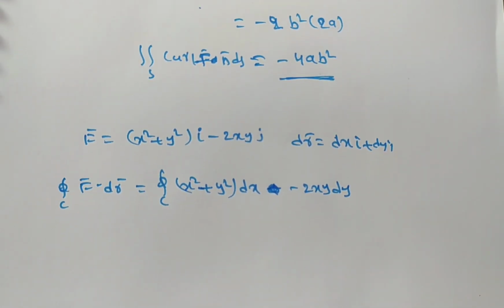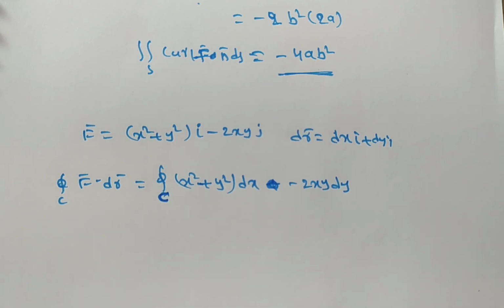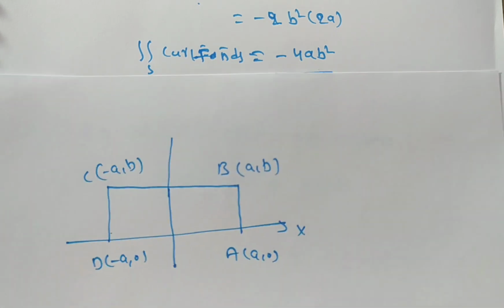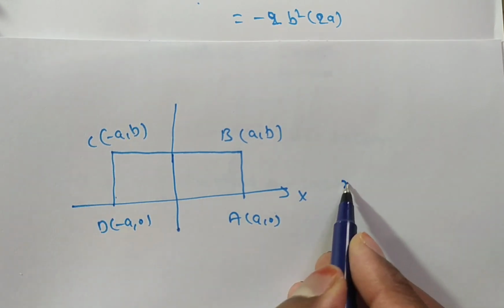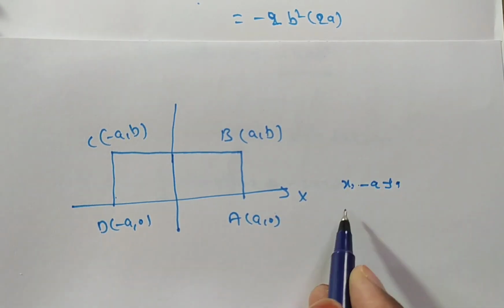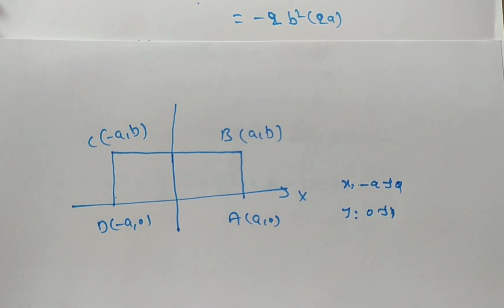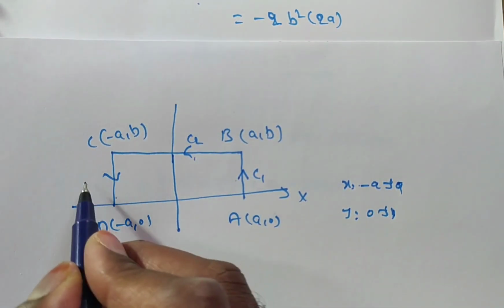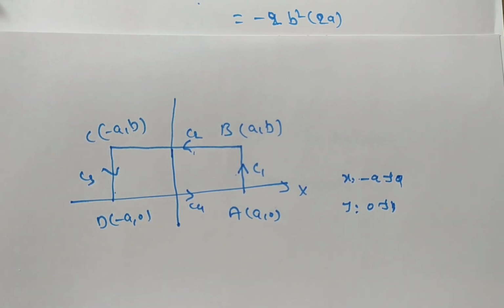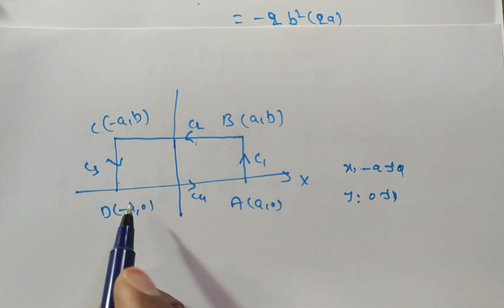Now we have to evaluate this line integral along the closed curve. What is the curve we have actually? The curve is bounded by the rectangle, around the rectangle. What is the rectangle here? You see A, B, C, D. The vertices: x limits are from minus a to a and y is from 0 to b. Now I am considering these curves as first C1 curve, C2 curve, C3 curve, C4 curve. Clockwise direction or anti-clockwise direction here? Positive direction is nothing but anti-clockwise direction.